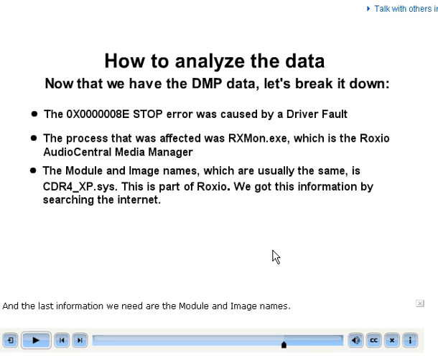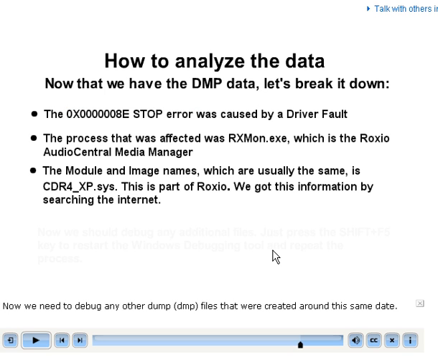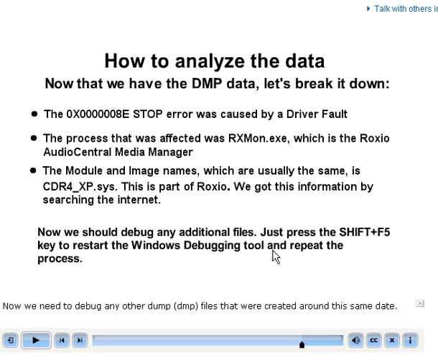And the last information we need are the module and image names. Here they are the same. The culprit is cdr4_xp.sys. This file also belongs to Roxio. So to summarize this analysis, a driver fault was caused by cdr4_xp.sys as it interrupted rxmon.exe while it was being processed by the Windows kernel, causing the 0x8e kernel mode exception not handled stop error.